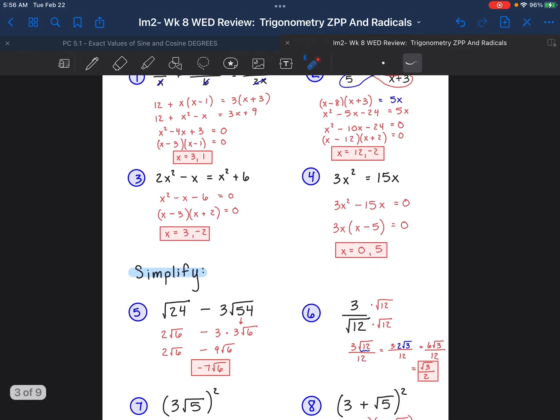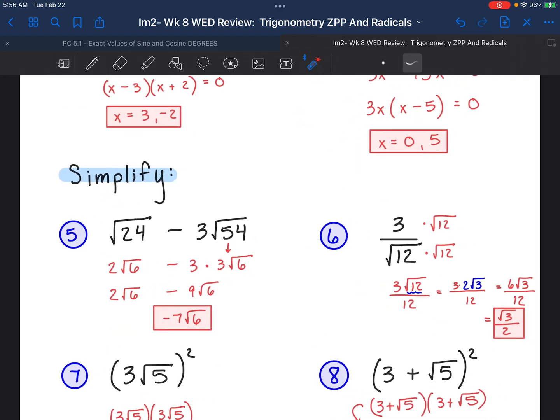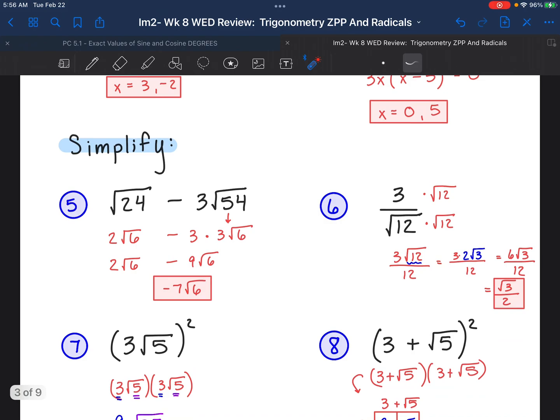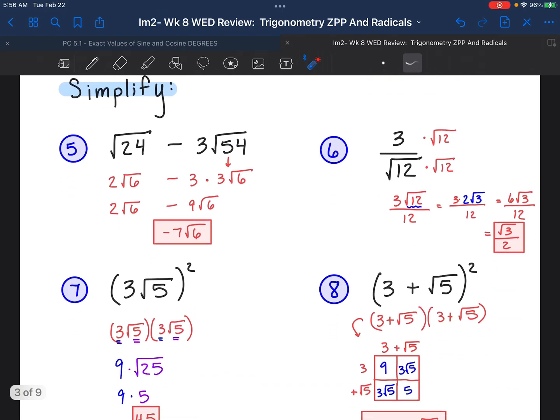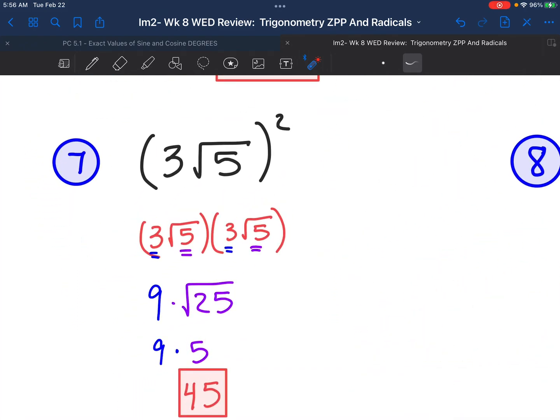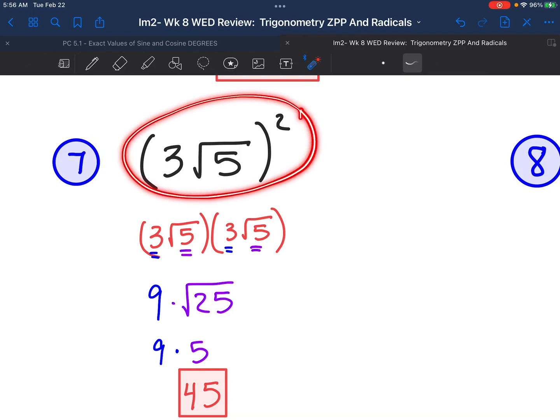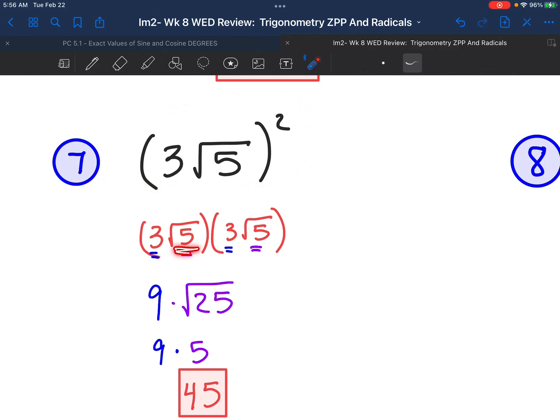All right. I'm not going to go over 5 and 6. Those are review problems, but look them over if you need help. 7, again, it is a review problem. Just remember that this means to multiply 3 root 5 times itself. So you will get a whole number because the root 5 times the root 5 is root 25, which is 5. So you end up getting 9 times 5, 45.